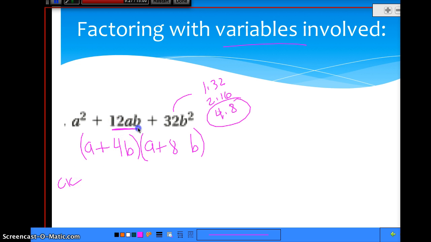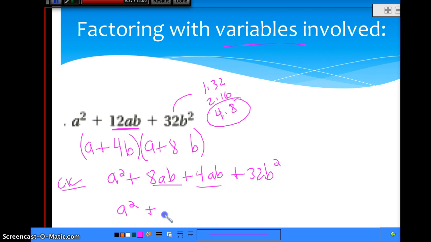How does the AB come into this? Well, let's check with FOIL. First, outers, 8B times A would be 8BA, or instead of BA, I could write it as AB. Inners would be 4B times A would be 4AB. I'll put it in the same order. Last would be 4B times 8B would be 32, B times B is B squared. Adding your like terms together, we get 12AB plus 32B squared.